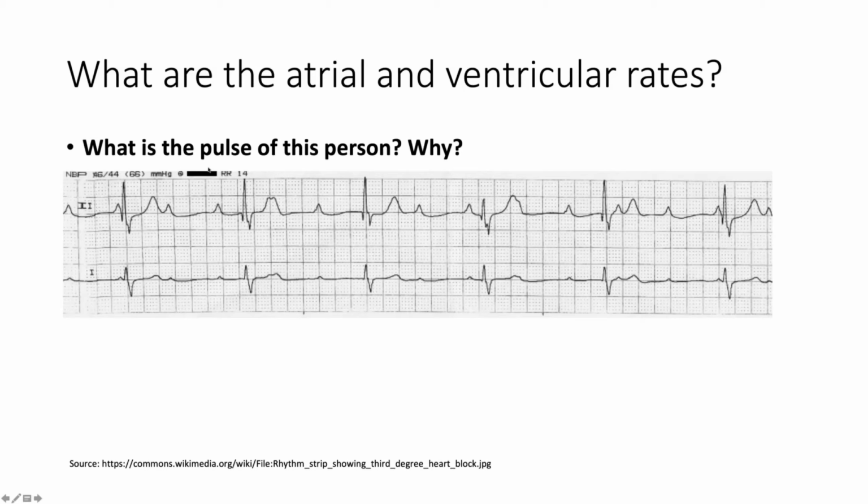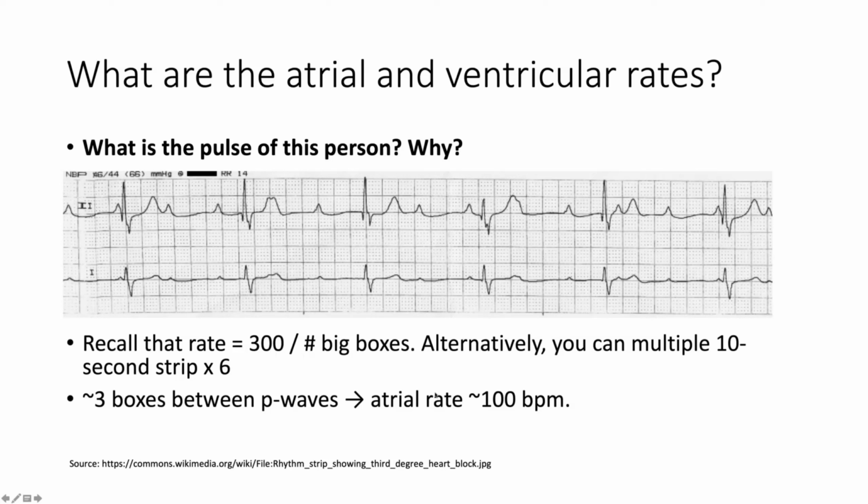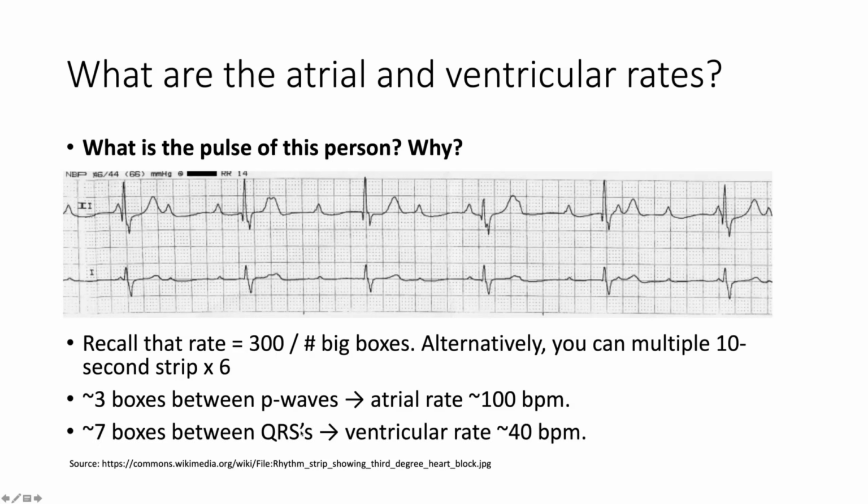But if you look at the QRS intervals, this is QRS, this is QRS, this is QRS, this is QRS, this is QRS, this is QRS. This is third-degree heart block, because you can see the P waves are progressing and have their own intrinsic rate, and the QRSs have their own intrinsic rate. Pretty cool. Yeah, you can do 300 divided by the big boxes, but the atrial rate's about 100. There are about 7 boxes between QRSs and ventricular rates, which again fits. The atrial rate's a little high.